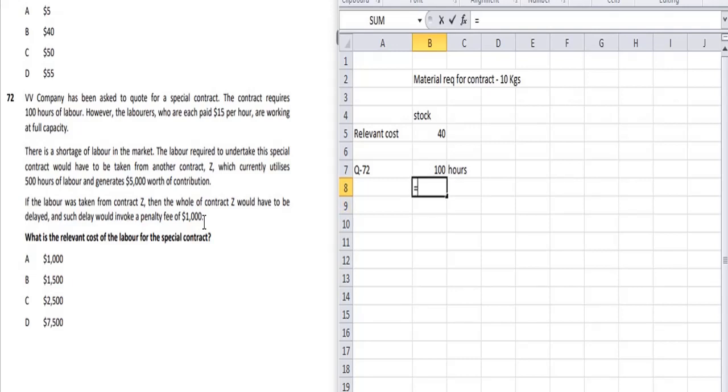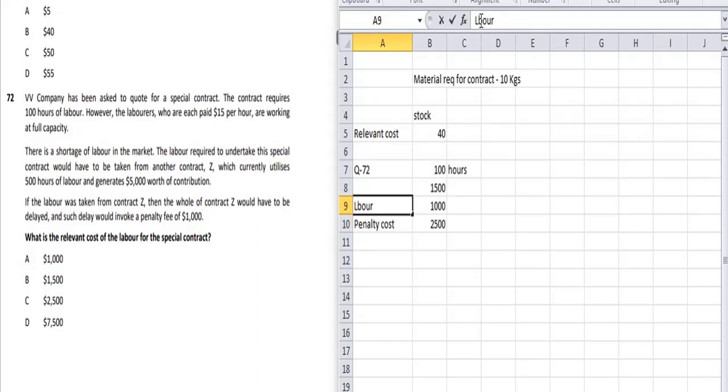So they are paying the existing labor 15 per hour, and we will multiply this with 100, plus the penalty cost which is 1000, and we will add both amounts, and this 2500 is our relevant cost. Hope you are clear now. Okay, so this one is labor and this one is penalty cost.